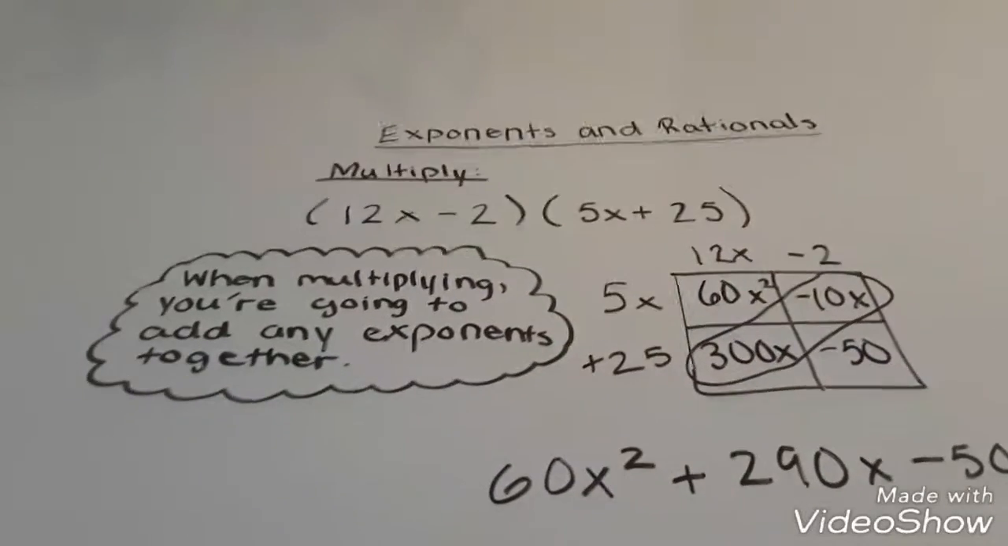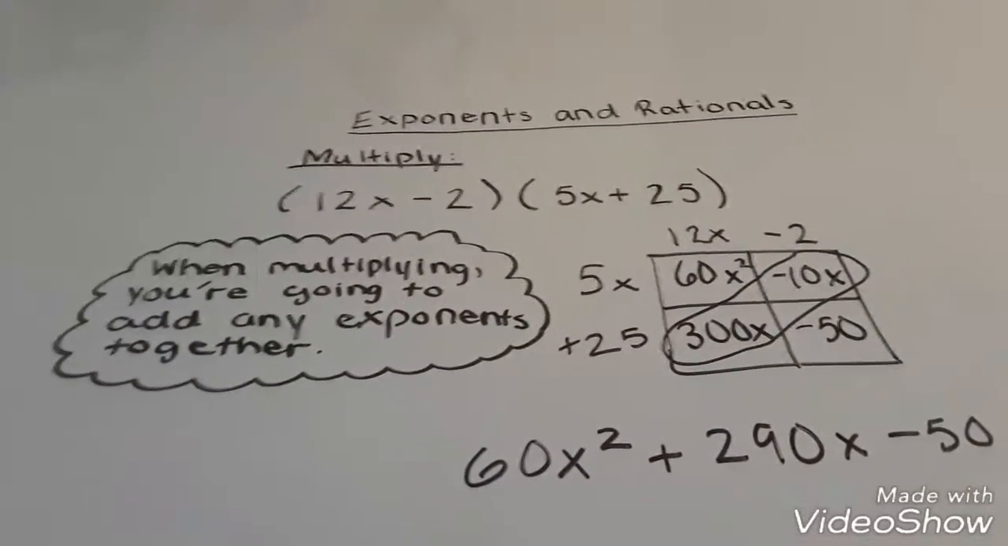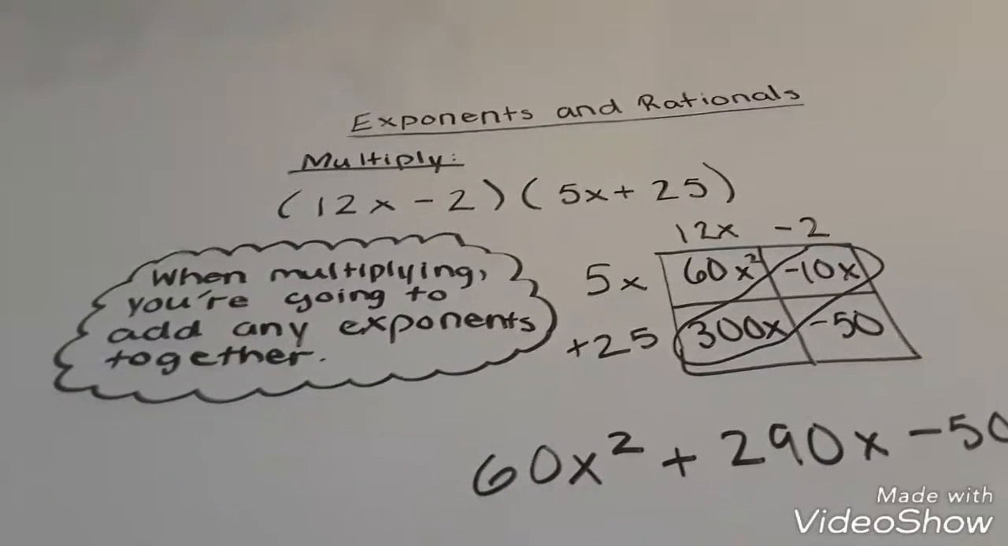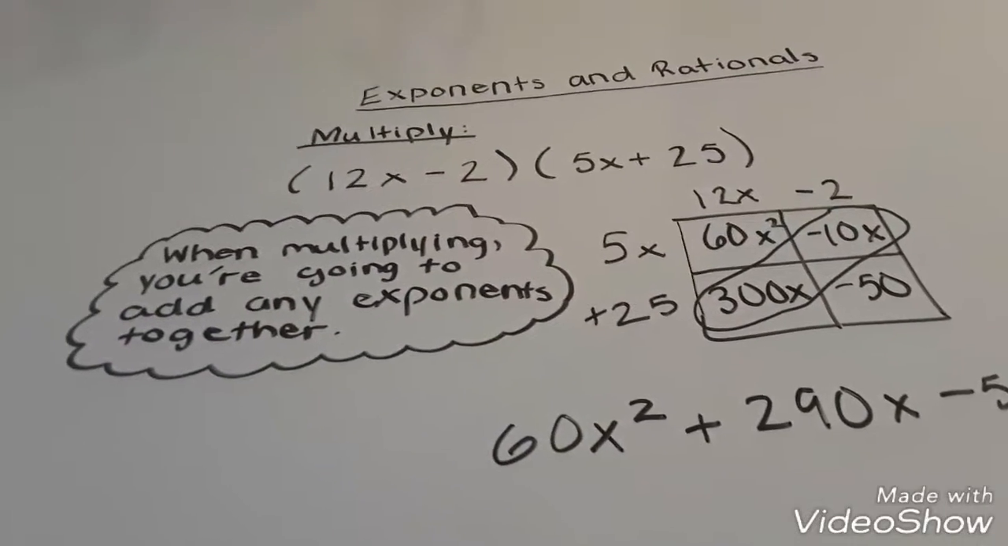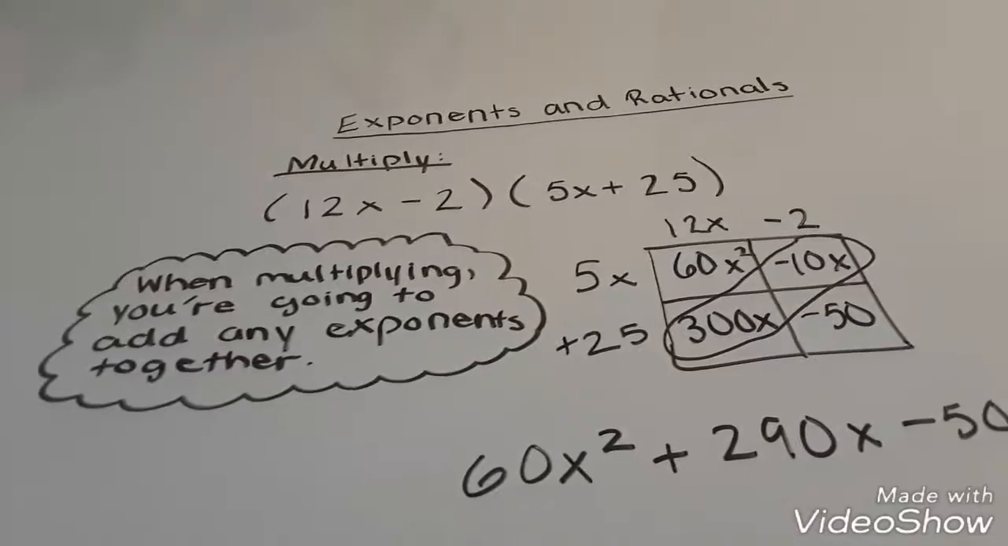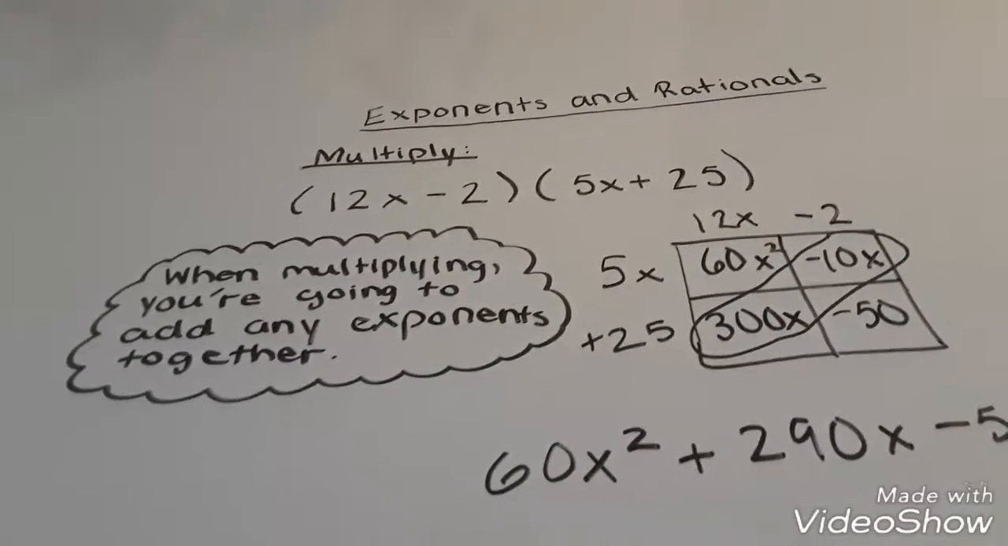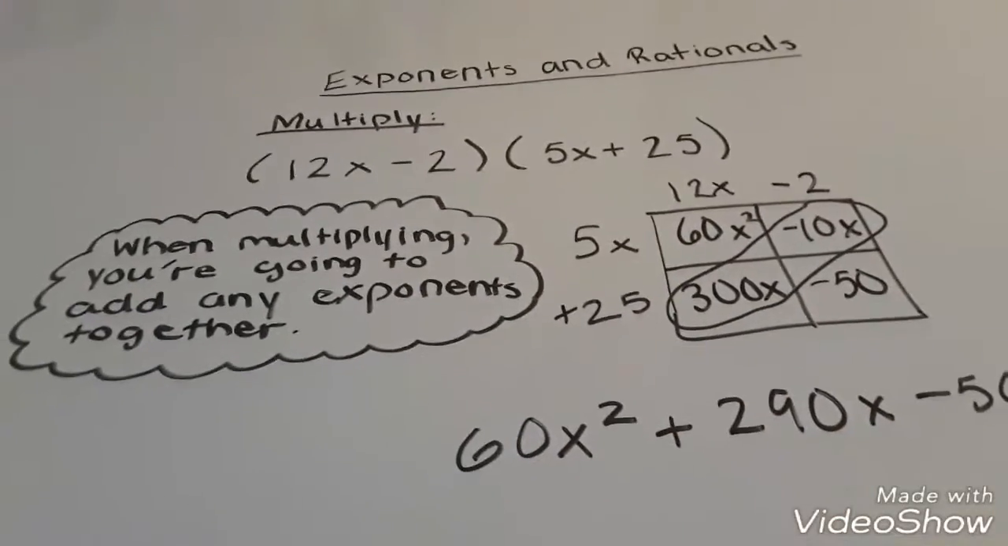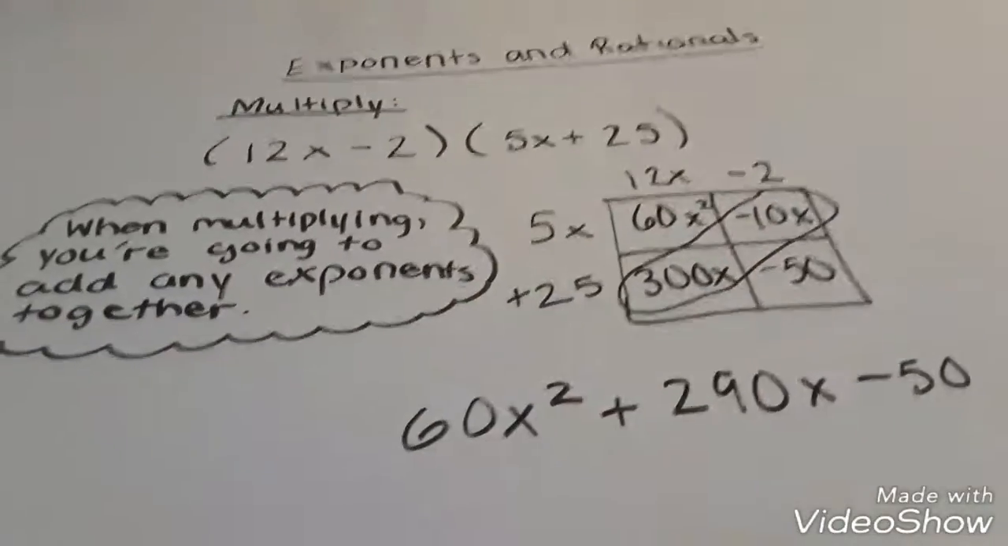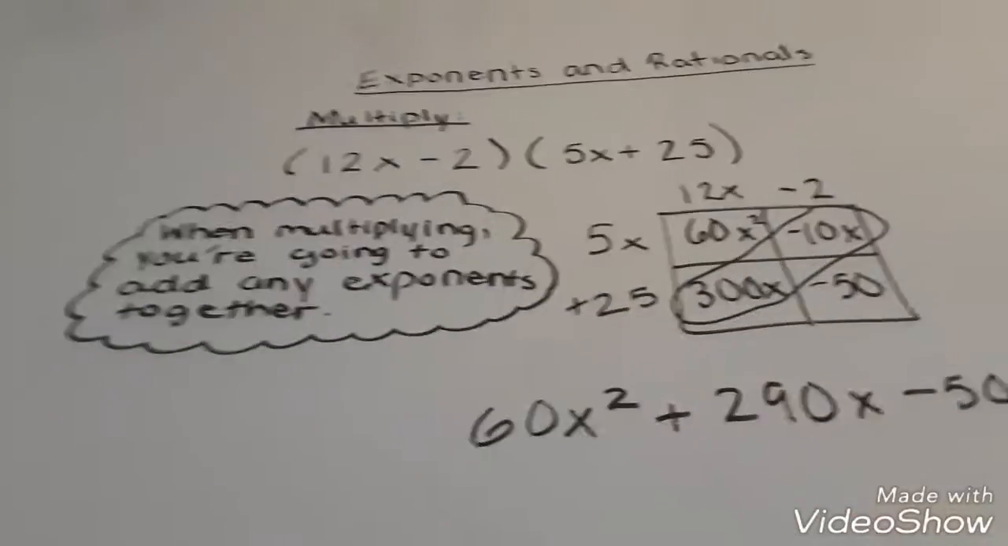Now let's remember, when multiplying exponents, you're just going to multiply them normally, add any exponents that need to be combined together, and then you're just going to combine the like terms and bring anything down that doesn't have anything to combine with.